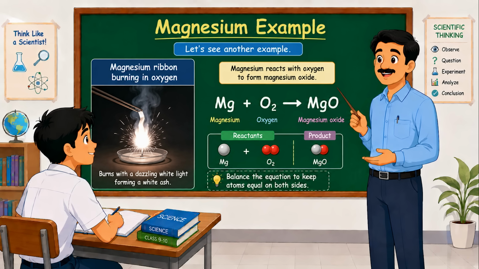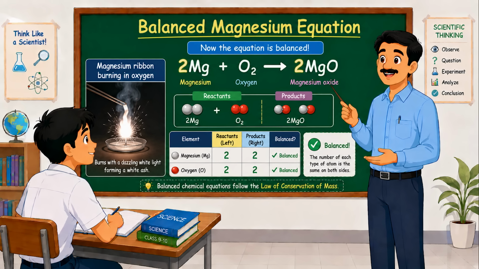Now try magnesium and oxygen forming magnesium oxide. Mg plus O2 gives MgO. Oxygen is not balanced, so put a 2 in front of MgO. Then balance magnesium by putting a 2 in front of Mg. The final equation is 2Mg plus O2 gives 2MgO. Check both sides. Magnesium is 2 on each side. Oxygen is 2 on each side.